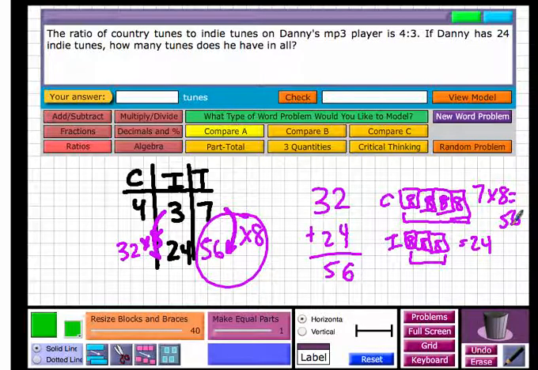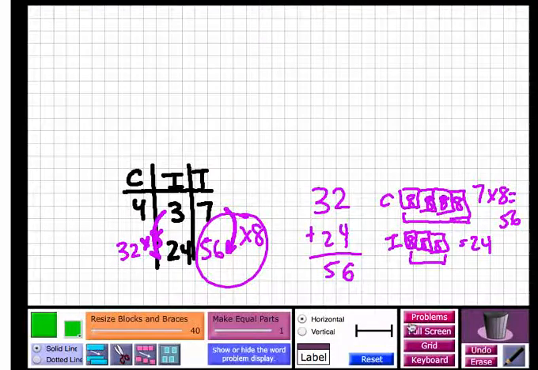I'm going to clear the board by pressing reset. Before I do that, I'm just going to check my answer and say, yeah, it's 56 tunes. I'm just going to do a quick reset here. Oh, how do I erase?